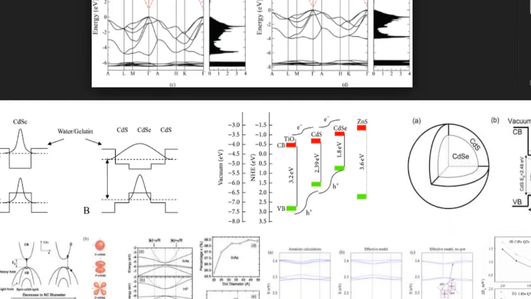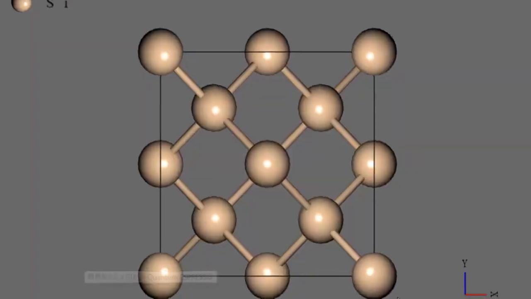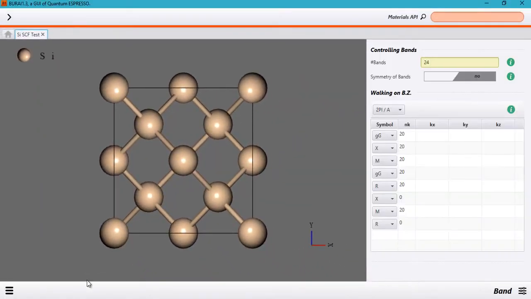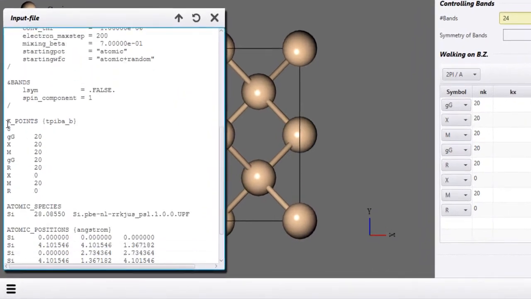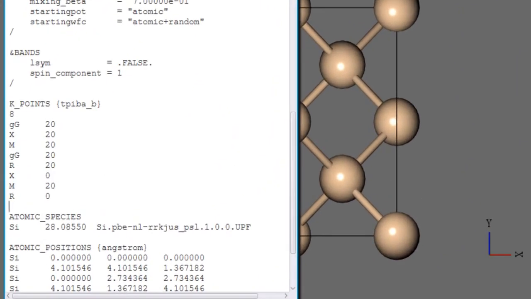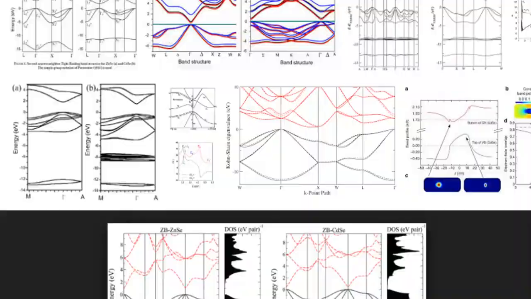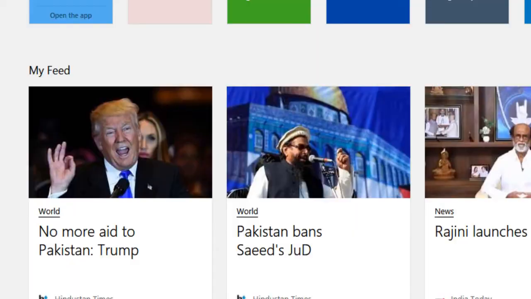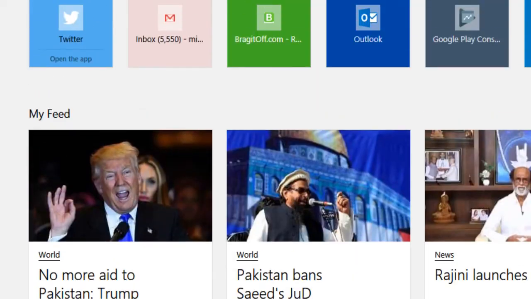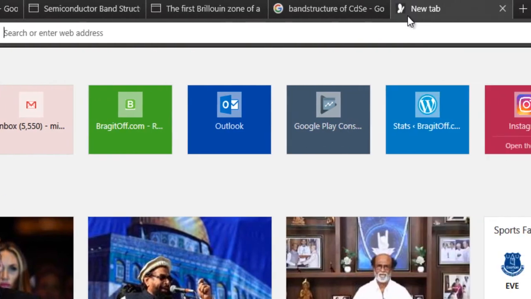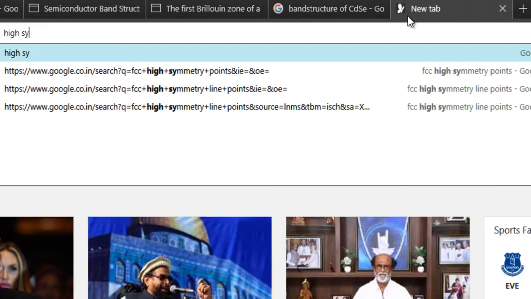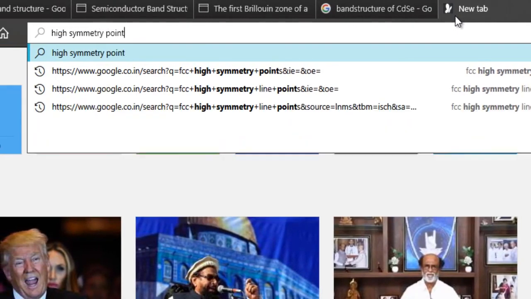So the first step to know about the K-path that you'll be providing in your input file for Quantum Espresso is to know what kind of lattice you are working with. So the first step would be that. Then the next step, once you know the kind of lattice, is that you can head over to Google, or refer to some book, and find out the high symmetry points for that particular lattice.